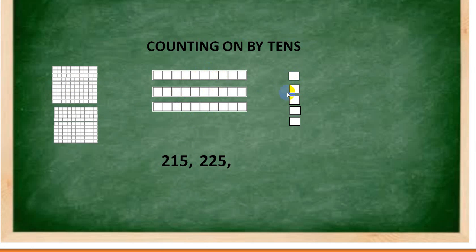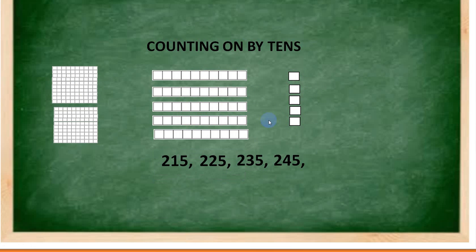If I add one more, it becomes 2, 3, 5, 235. I add one more, it becomes 200, the tens 4 and the ones 5, so 245. The last, I put one more tens, it will become 255, of course.